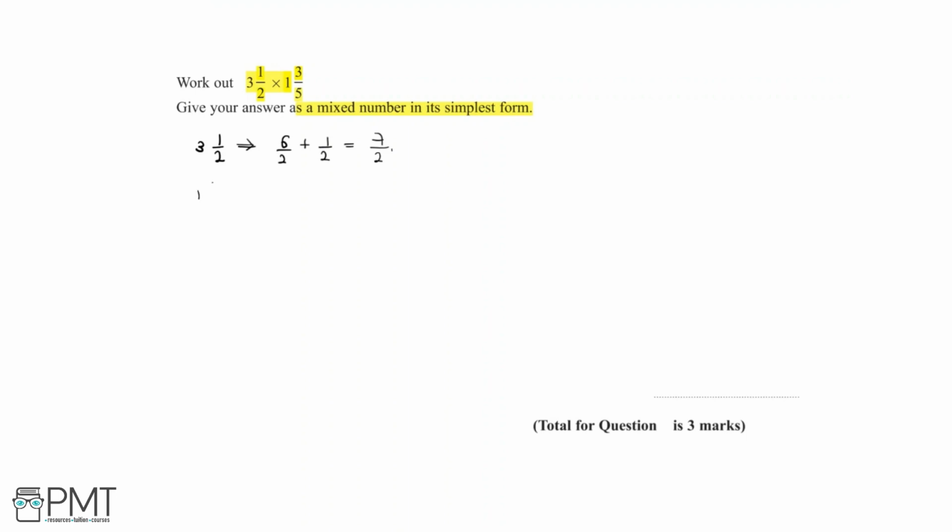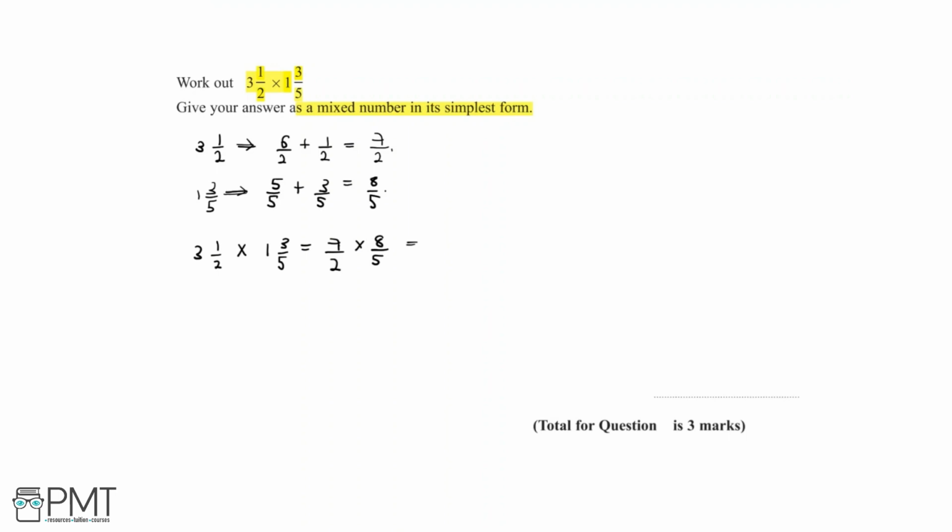Now let's move on to 1 3/5. We can say that 1 is equal to 5/5. And so 1 3/5 would be equal to 5/5 plus 3/5, which is equal to 8/5. And so we can say that 3½ multiplied by 1 3/5 is equivalent to 7/2 multiplied by 8/5.